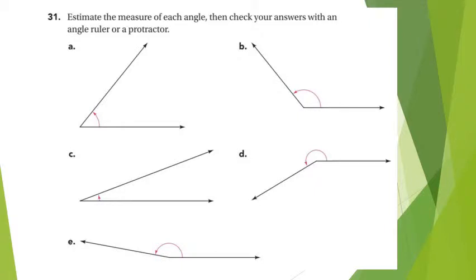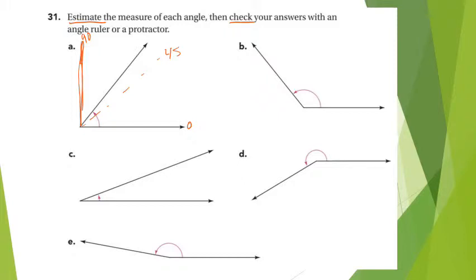In problem 31, I'm being asked to estimate the measure of each angle and then check my answers with an angle ruler or protractor. And so we're going to start here with A by estimating. And again, remember, it's kind of helpful to draw in often some lines here to be able to think about benchmark angles. So for example, here I might draw in 90 degrees just so I can see that. I'm going to set this as 0 degrees. And I might think about, well, I can see maybe halfway would be about here. This would be around 45. So maybe my estimate is that this is around 50 degrees, for example, 55 degrees, something like that.